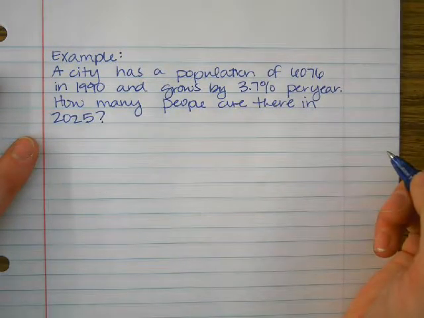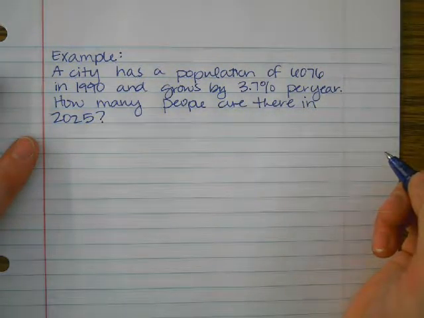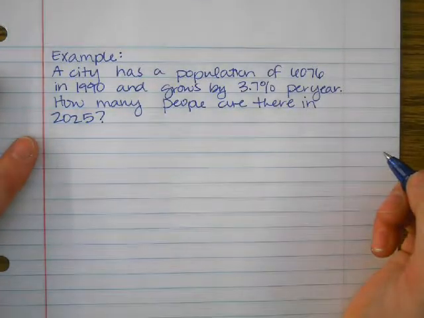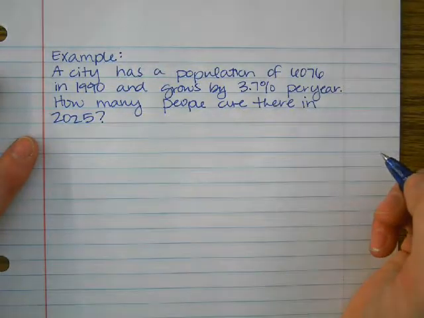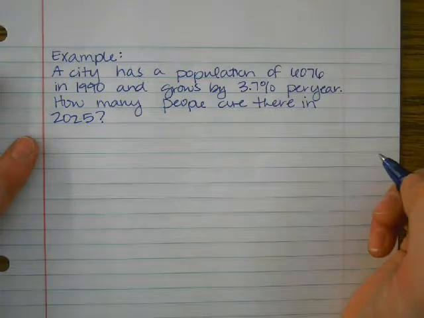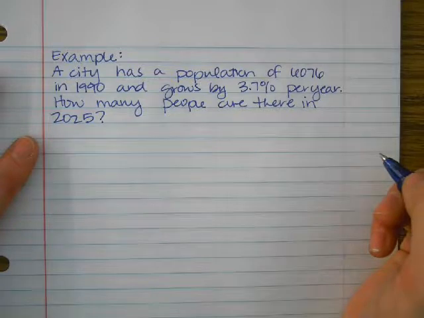All right. So a city has a population of 6,076 in 1990. It grows by 3.7% per year. How many people are there in 2025? Probably not 6. It grows.